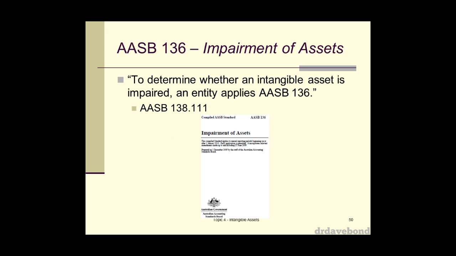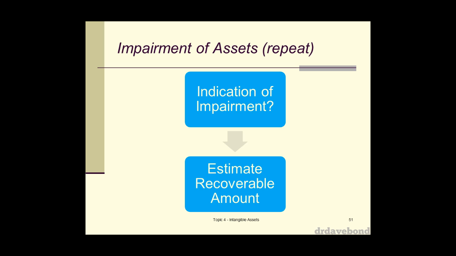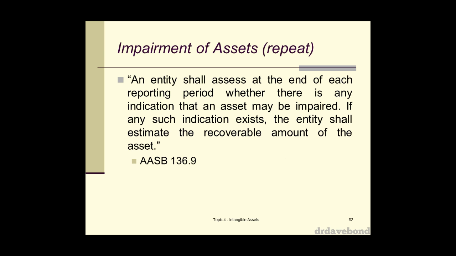Go straight to 136, which is exactly what property, plant, and equipment does as well. You check for indicators, you estimate the recoverable amount. An entity shall assess at the end of each reporting period whether there is any indication that an asset may be impaired. If any such indication exists, the entity shall estimate the recoverable amount of the asset.